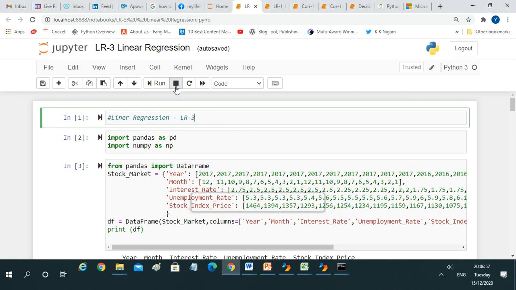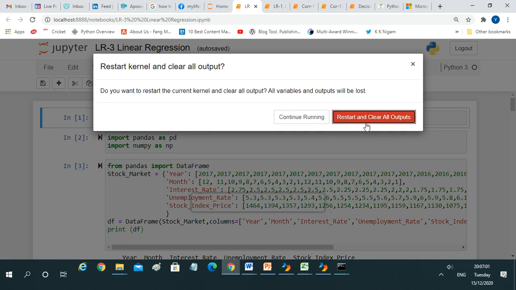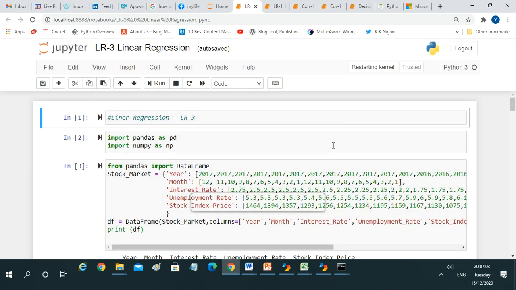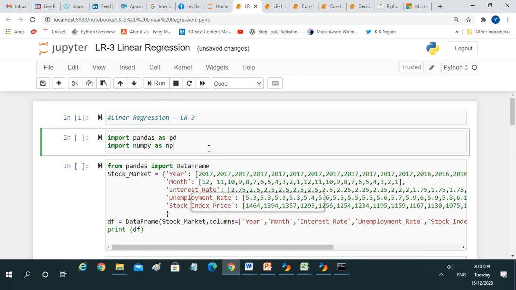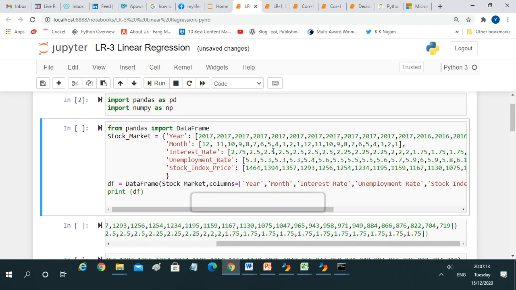First, as usual, let us clear our outputs which are there. We can clear that. Then we are going to run it. So this is a linear regression exercise. Then we are going to import the libraries, that is pandas and numpy. Then this is the 2 years data, 2017 and 2016, and these are the months, right from 1 to 12.